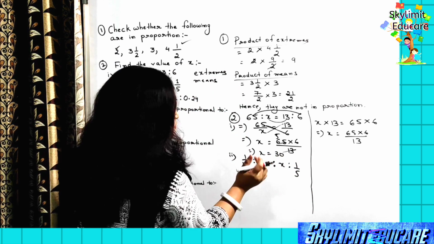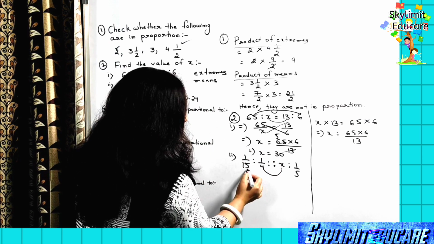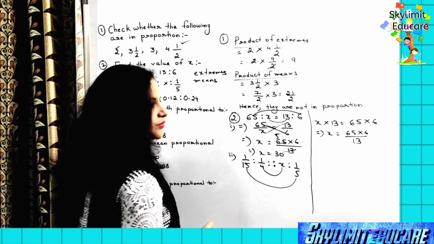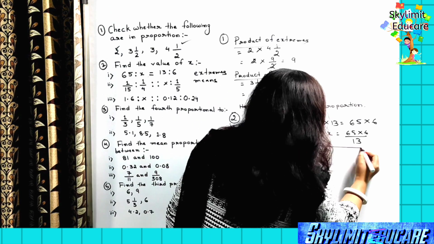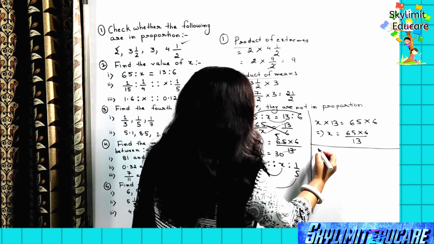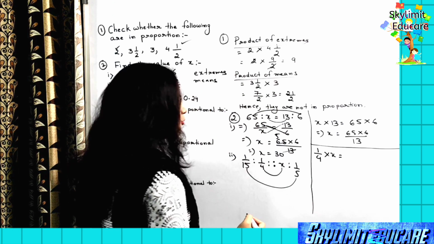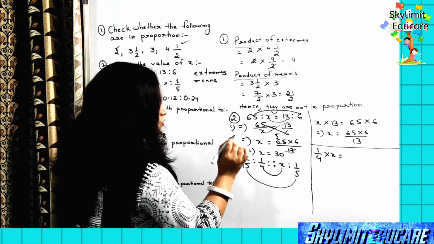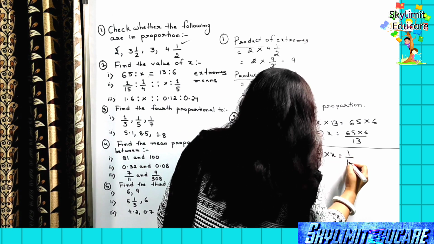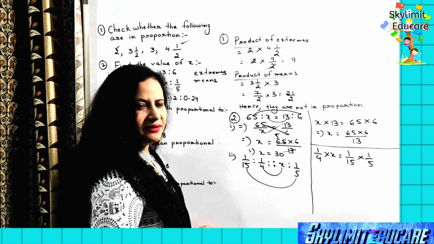As you can see here, students, these are the two middle terms, the two means, and these are the two extremes. Let me solve it here and show you. See, these are the two means. So the product of means in a proportion should be equal to the product of extremes. 1 by 15 multiplied by 1 by 5. Very clearly we can write it.